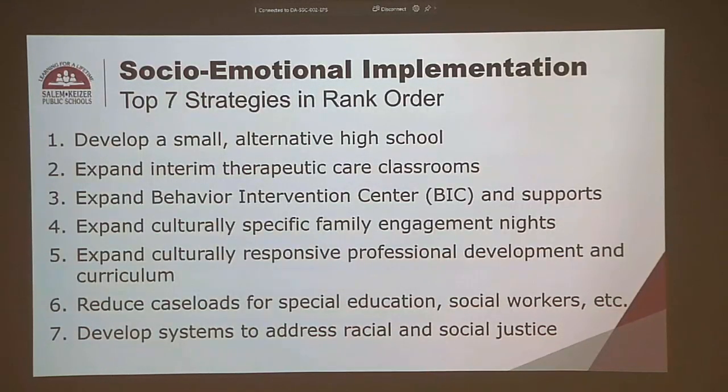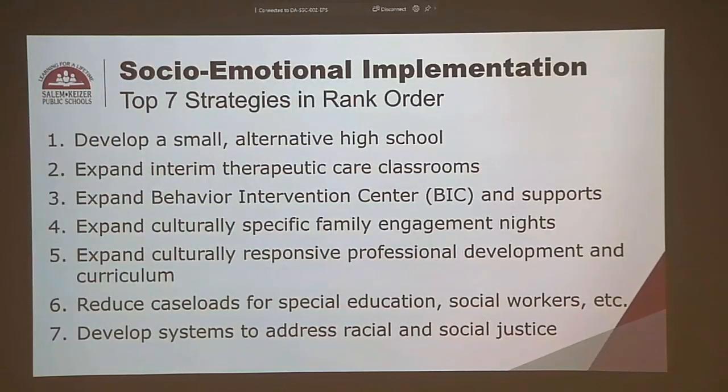Number 5 was expand culturally responsive professional development and curriculum. One of the interesting things for the socio-emotional team, culturally responsive includes being responsive to linguistic needs and kids that come from different ethnic and racial backgrounds, but also kids that display differently on the needs that they have, both socio-emotionally and for students who qualify for special education services. So it was a broad notion of how can we be more responsive to all the learners that we have.